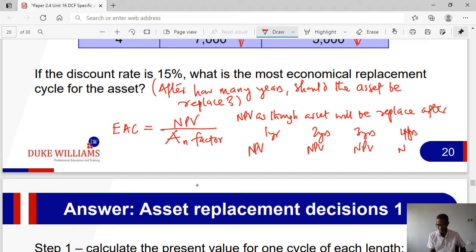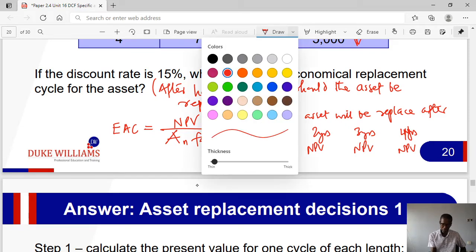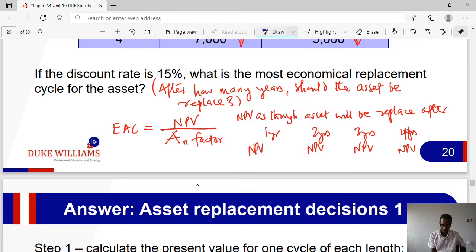What is the NPV? And when I know the NPV, I'll divide it by annuity factor 1 year, annuity factor 2 years, annuity factor 3 years, annuity factor 4 years. And once I have the equivalent annual cost, the decision is always to choose the lower equivalent annual cost. We always choose lower cost. When it comes to benefit, we choose the higher benefit.